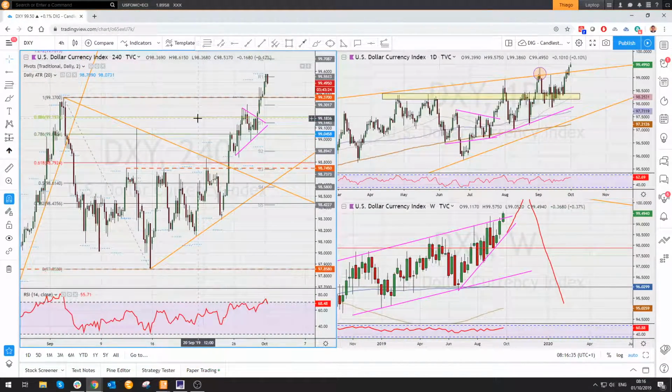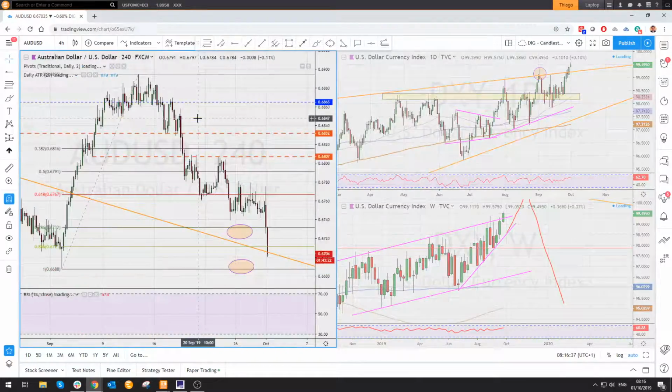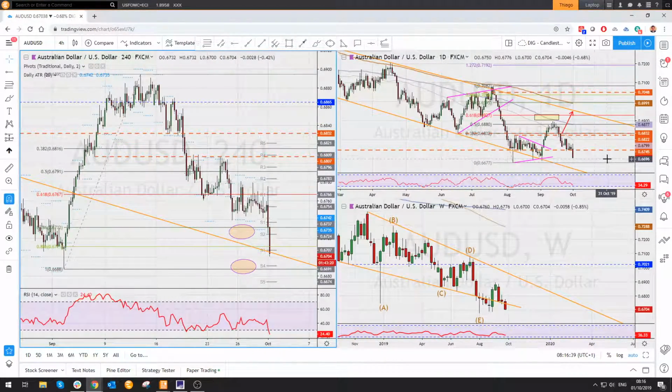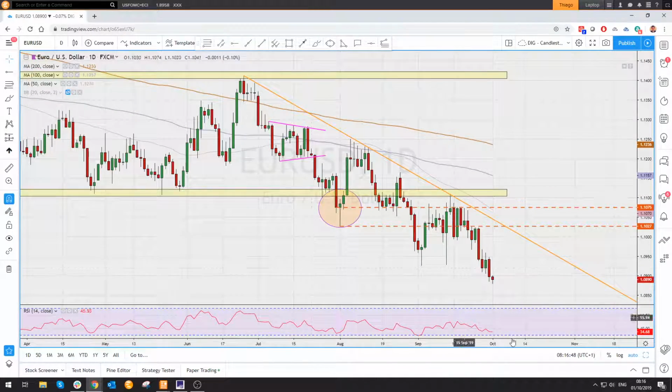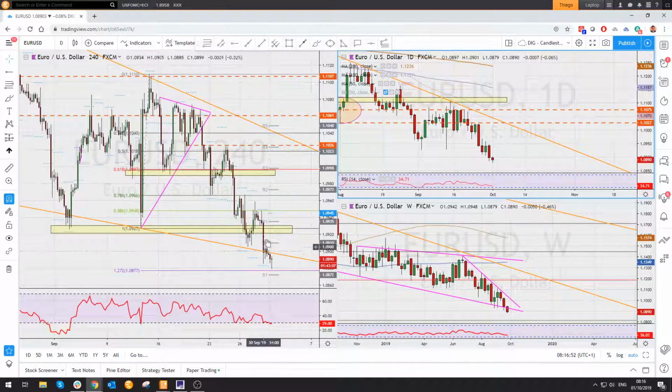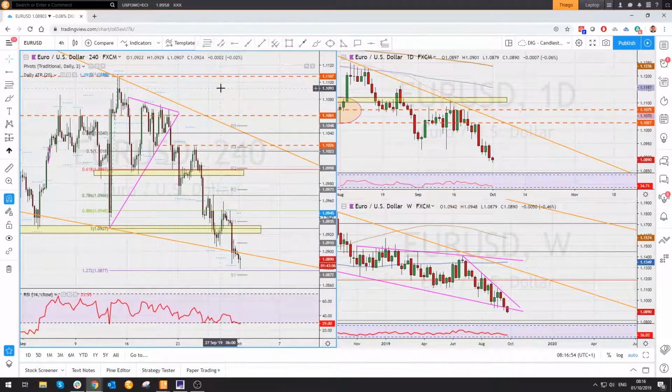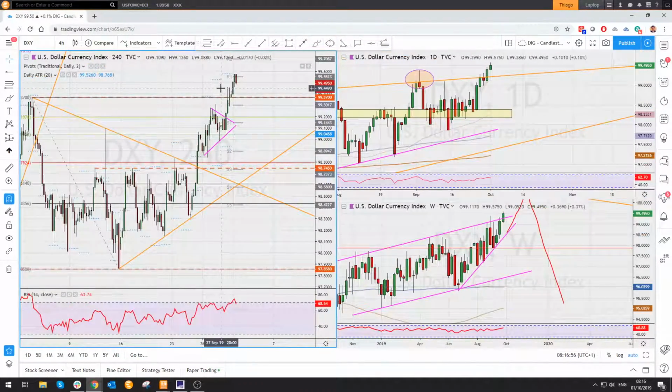So we saw the dollar making new highs. You're seeing here the Aussie going back to these lows again around the 67 handle, and then we saw the euro making new lows here, but it's holding so far. So lots to talk about. Let's go back to the dollar index.